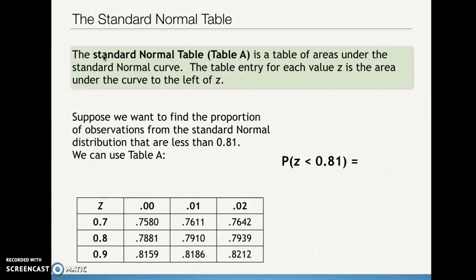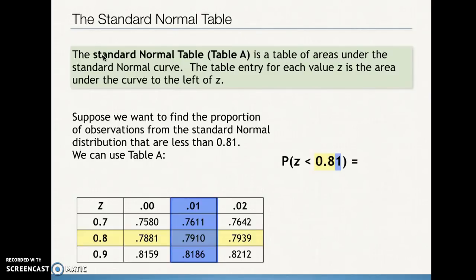If we're trying to find the proportion of observations from the standard normal distribution that are less than 0.81, that means we're using a z of less than 0.81. We're going to go down the z column to 0.8, and then across the z row to 0.01. So that gives us 0.81. Where those two intersect is the area under the curve, or the proportion of observations under the standard normal distribution.